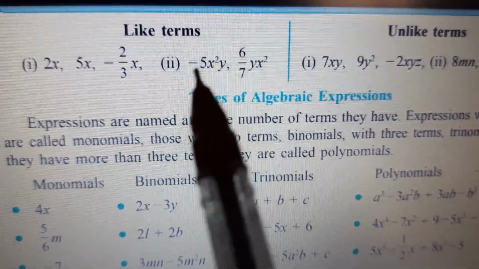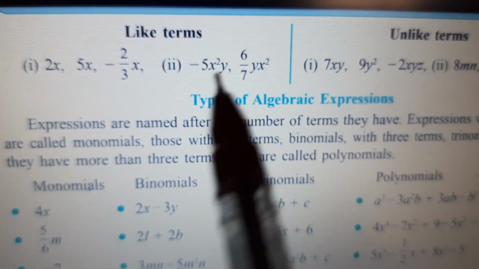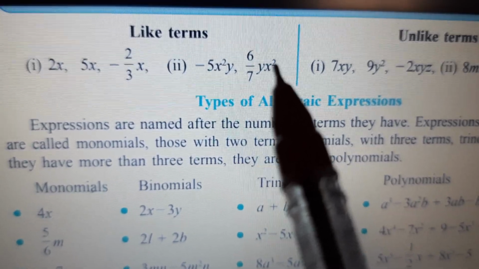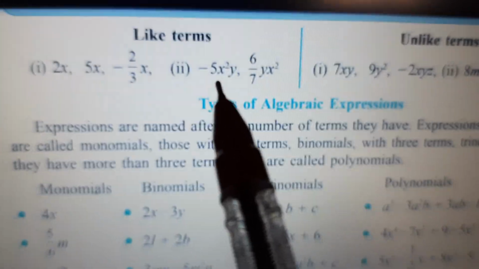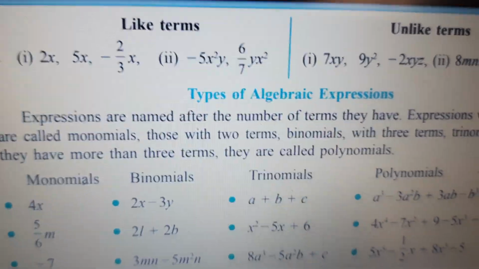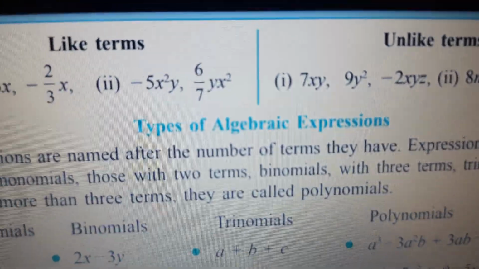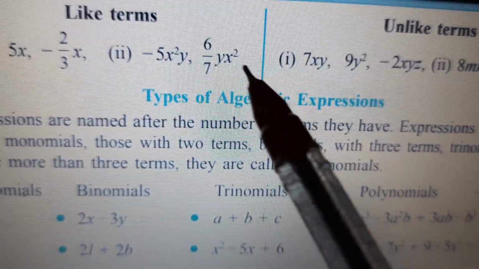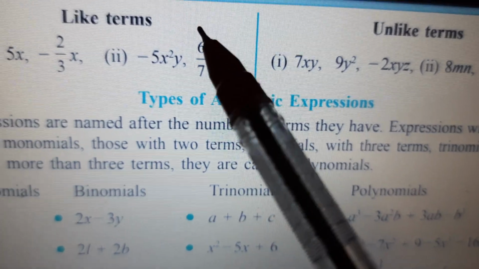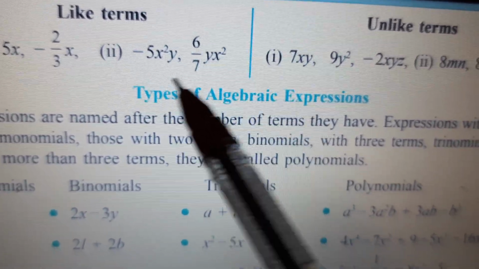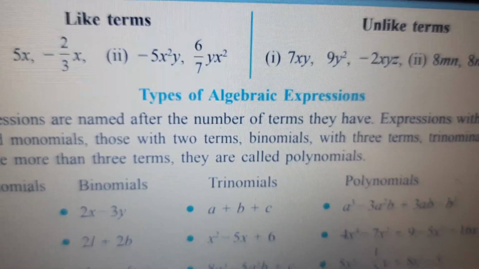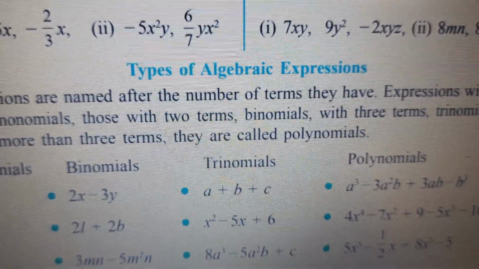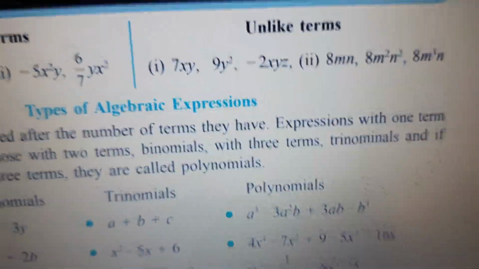Minus 5 is the coefficient, x and y are the variables. Here 6 upon 7 is a coefficient, y and x are the variables. Doesn't matter if it is xy or yx. Okay, position change is not a problem. But you have to see the power. X raised to 2 and here also x raised to 2, y raised to 1, y raised to 1. So these two are also like terms. So the variable should be the same and the power of that variable also should be the same. Then only it can be called like terms.